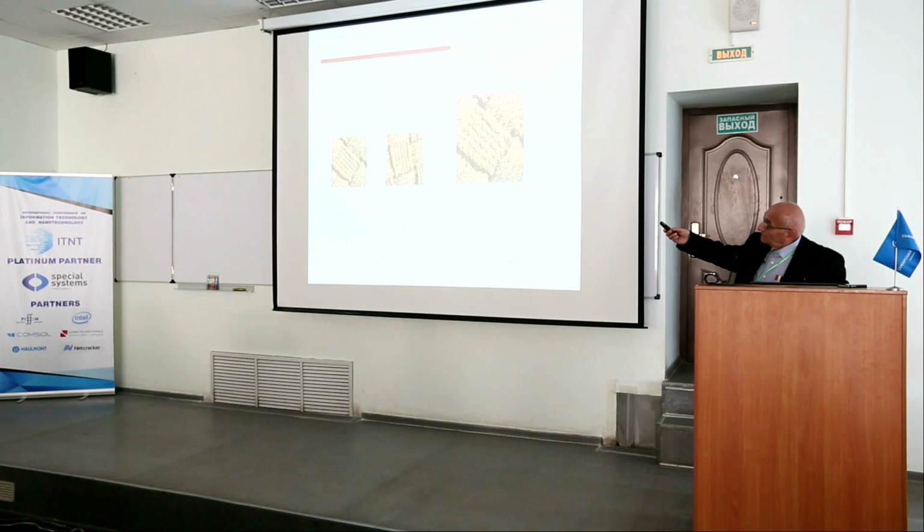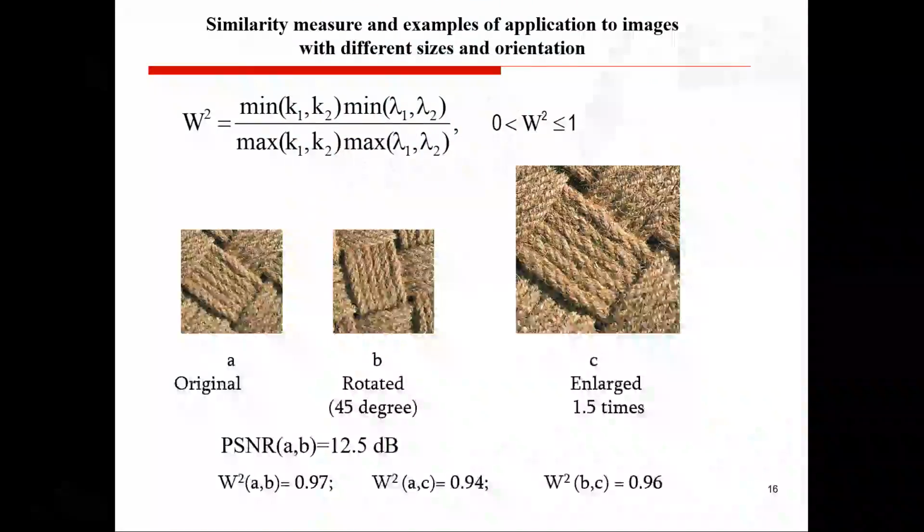Вот простой пример. Пример А – это оригинал, пример Б – это вращенное на 45 градусов изображение. Не то же самое, а вырезка из большого изображения, которое мы вращаем. И изображение С – это увеличенное А в 1,5 раза.